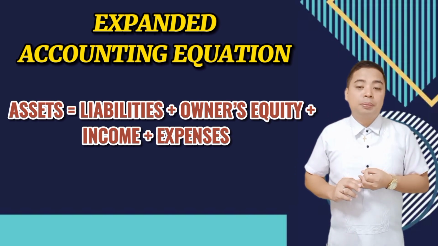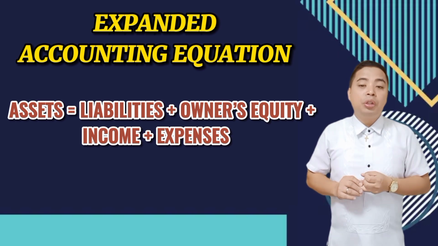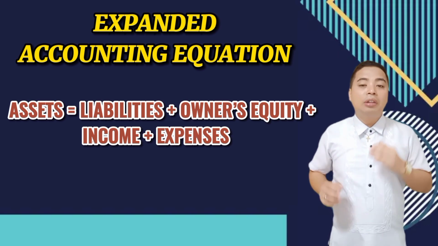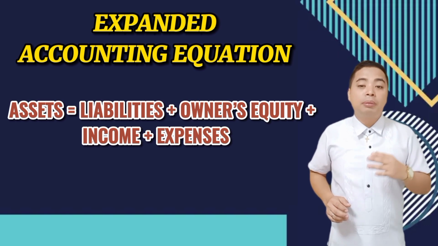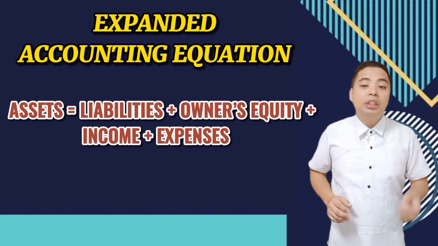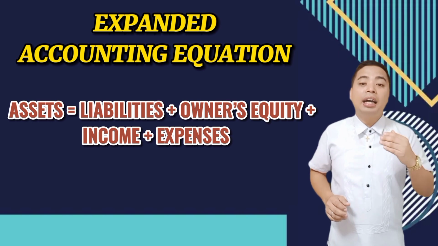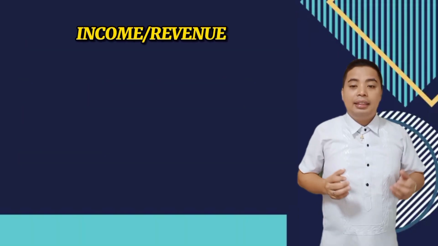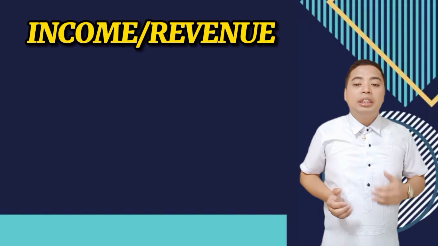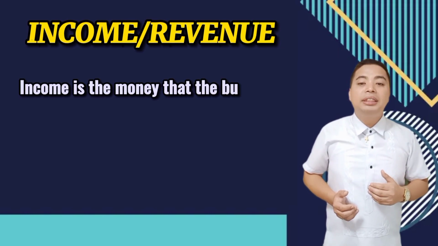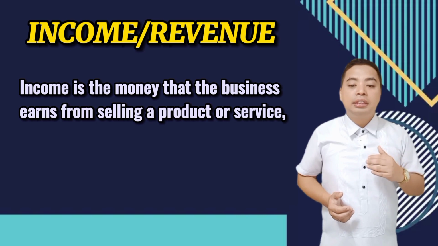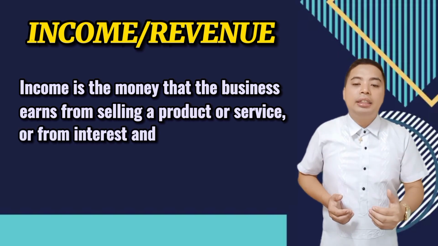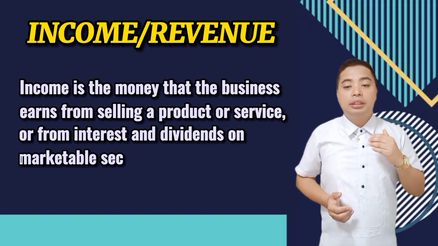In the expanded accounting equation, we should familiarize ourselves with the account titles under income and expenses. From the word income, it is the revenue, and the expenses, it is the cost. Income or revenue is the money that the business earns from selling a product or service, or from the interest and the dividends on marketable securities.